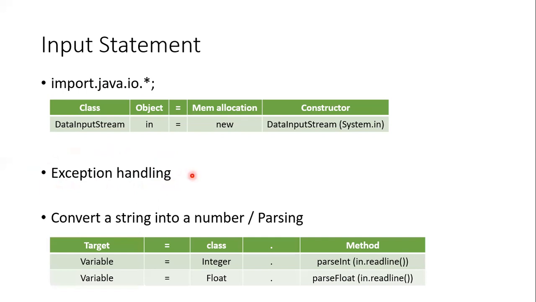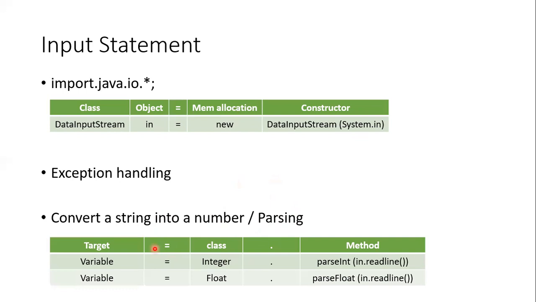Once you receive the correct input, we need to convert it, because Java deals with everything in terms of a string. So we need to convert whatever input we are getting into a number, into a proper value. It may be an integer or float. This decoding of the number from a string is called parsing. So we use parsing methods for getting the values, whether it's an integer or a float number.